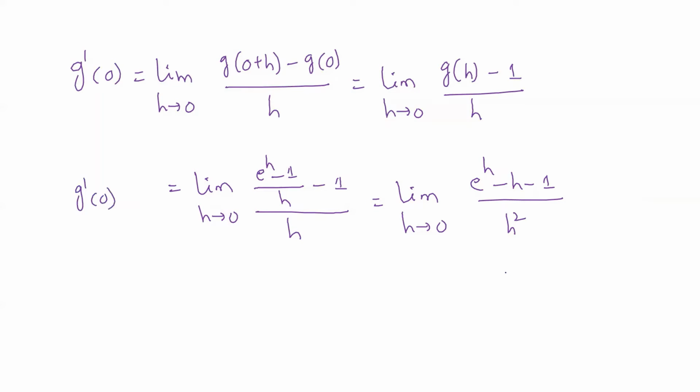So now we need to find out whether this is going to be differentiable or not. That means if this limit exists, we can directly say g of x is going to be differentiable at the point 0. Otherwise, it is not differentiable. So let's try to find out that. So we got g dash of 0 came out to be limit h tends to 0 of e raised to h minus 1 minus h upon h square.